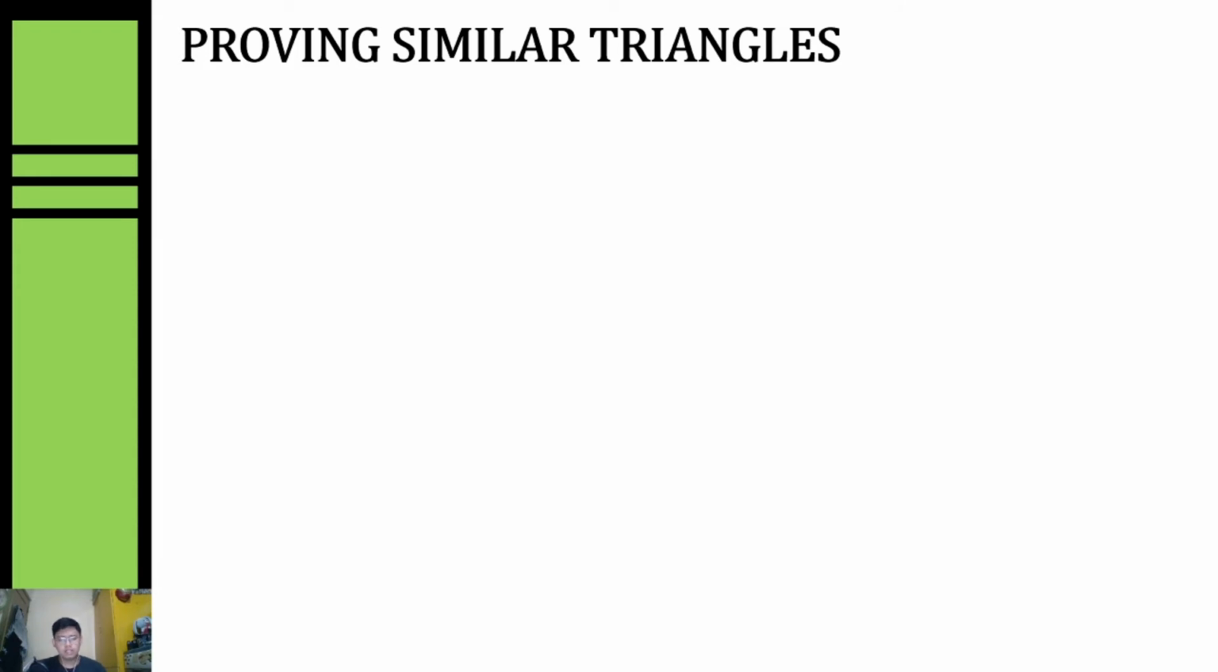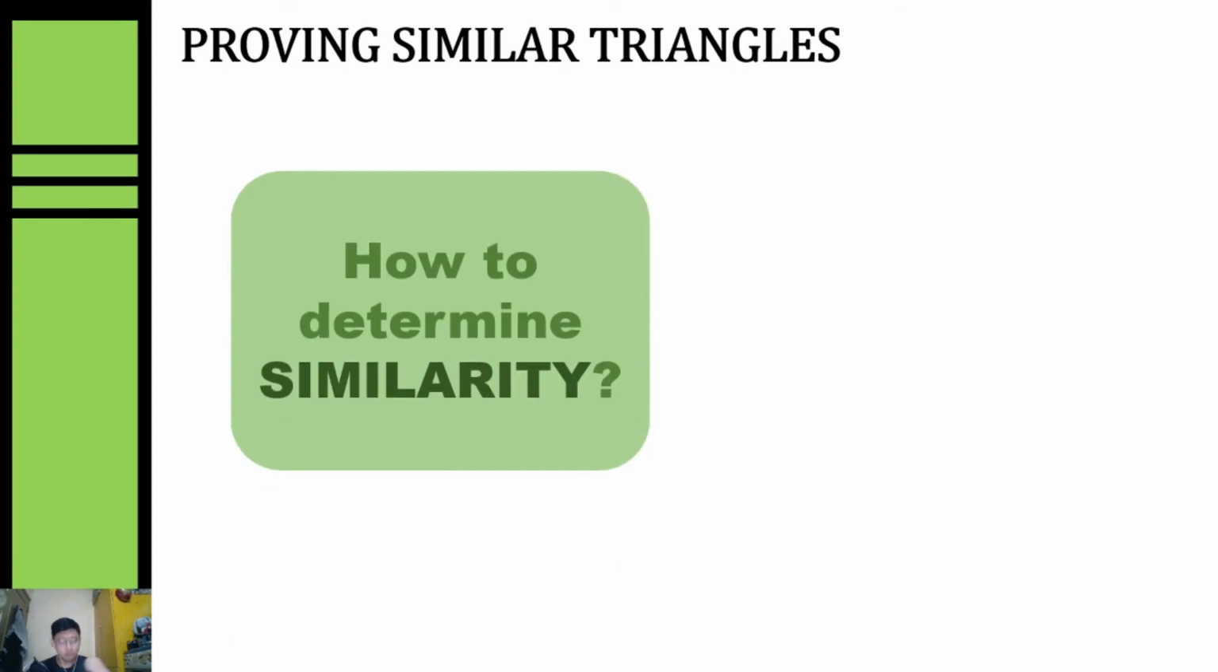Because not all the time we will be given all the dimensions of two triangles. We will only be given a few details or dimensions of that triangle. So in order for us to prove similar triangles, we will use some theorems and postulates. So how do we determine similarity? We have three basic theorems or postulates that can help us.